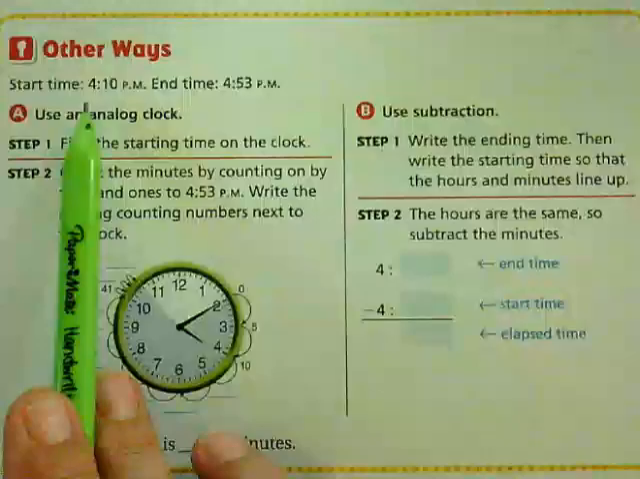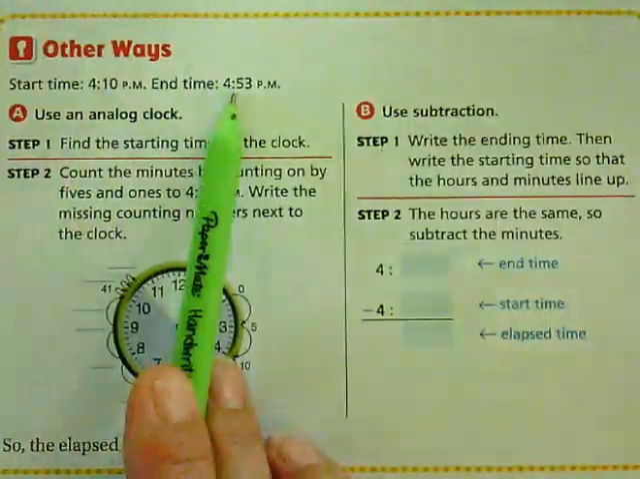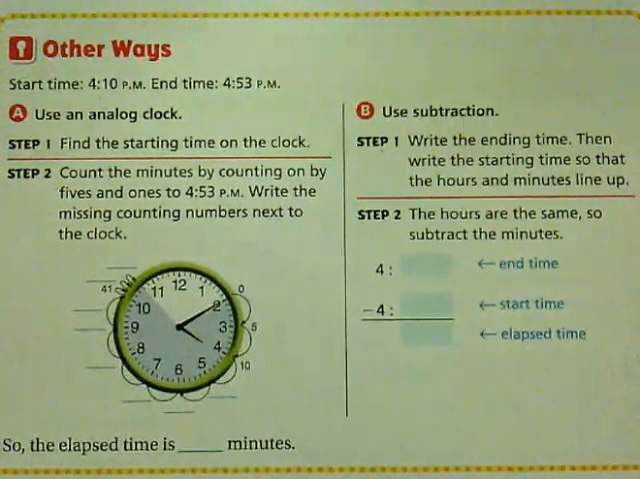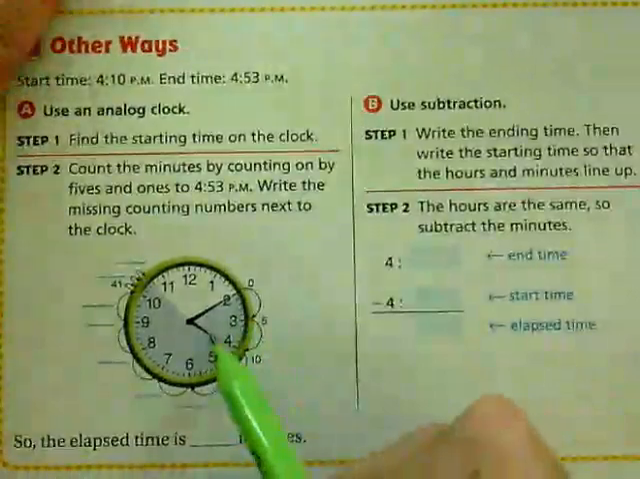We have a start time of 4:10 on our movie and an end time of 4:53 on our movie. We already know the answer, but I want to show you how you can figure it out on a clock. So the first step we need to do is find the starting time on the clock. And they've actually marked that for us here.